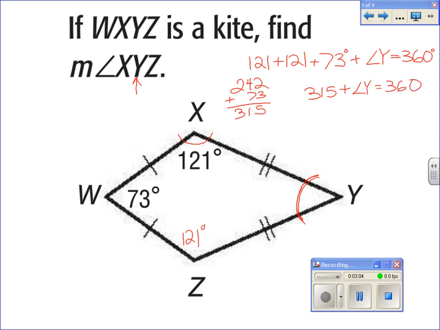So I just need to solve for angle Y by subtracting 315 on both sides. That cancels out. Angle Y is equal to 45 degrees.